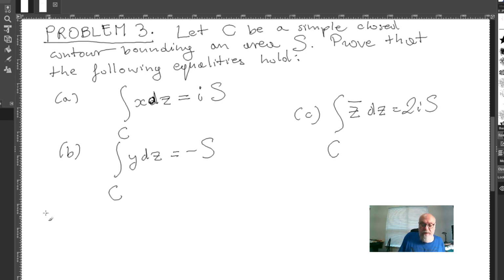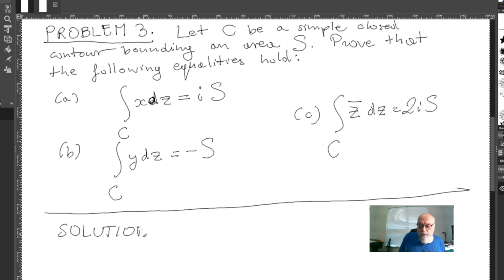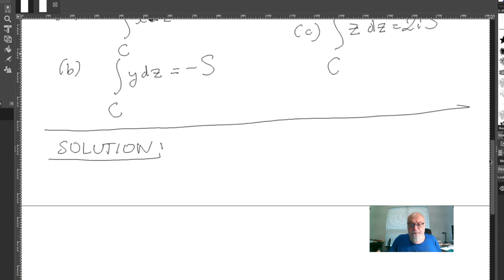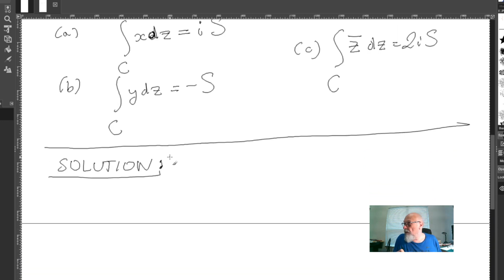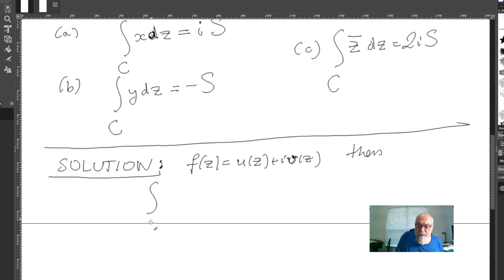So this is our problem, and let me underline it and write it down. Solution. This problem is just to remind you that our complex integral, that means if you have a complex function f(z) equal to u plus i v, then this complex integral over C of (u plus i v) dz can be written as two line integrals.